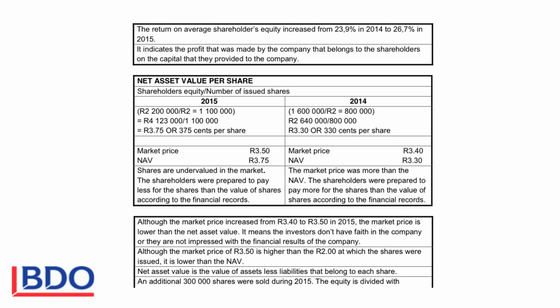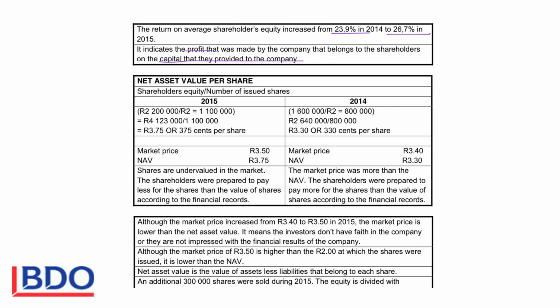The return on average shareholders' equity increased from 23.9% in 2014 to 26.7% in 2015. It indicates the profit that was made by the company that belongs to the shareholders on the capital that they provided to the company and on the retained income that belongs to the shareholders.